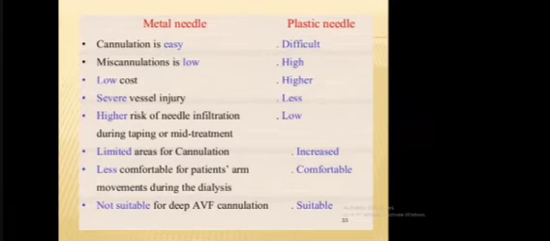The difference between the metal and plastic needle: with the metal needle, cannulation is easy and miscannulation is low cost. But the chances of vessel injury are higher with the metal needle, with the highest risk of needle infiltration during taping or mid-treatment. There is a limited area for cannulation, and the metal needle is less comfortable for patient arm movement during dialysis. It is not suitable for deep AVF cannulation.